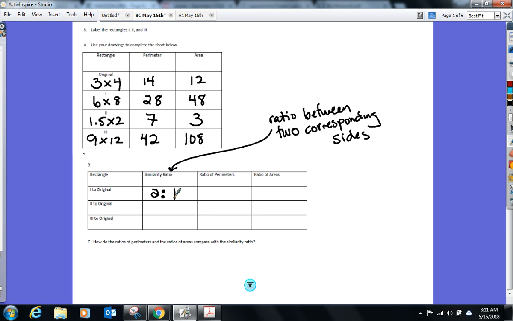Now let's compare their perimeters. Their perimeters were 28 and 14. Reduces down to what? 2 to 1. Okay. So the ratio of their perimeters is also 2 to 1. What about their areas? Not 2 to 1. 48 to 12 would be 4 to 1 when it reduces down. 4 to 1.